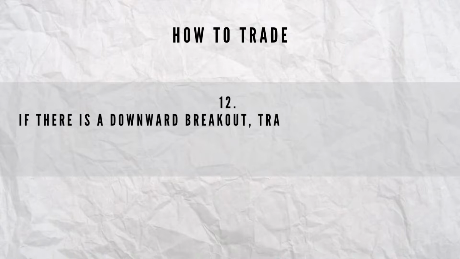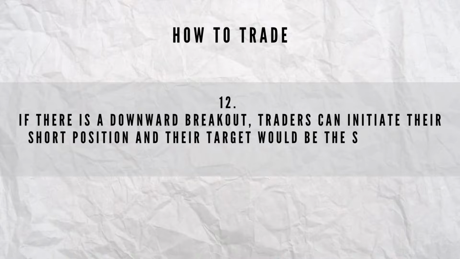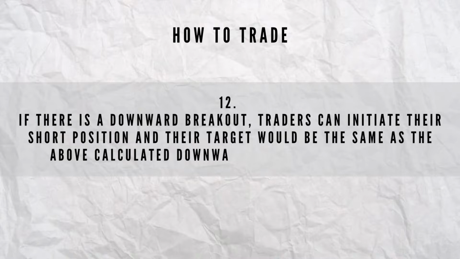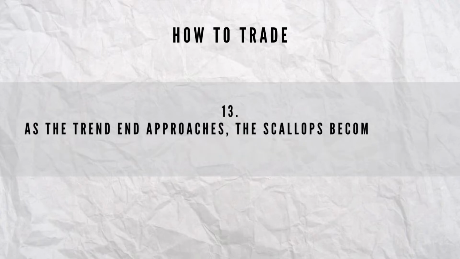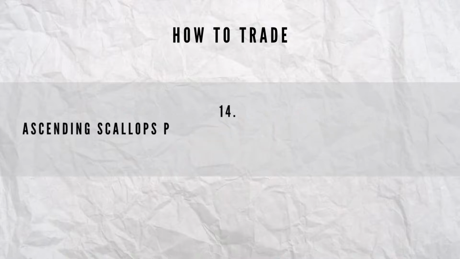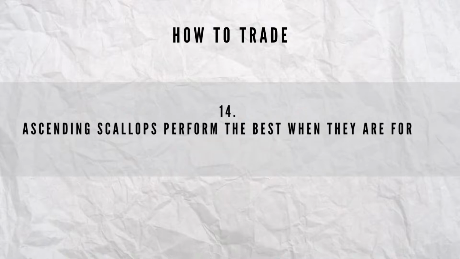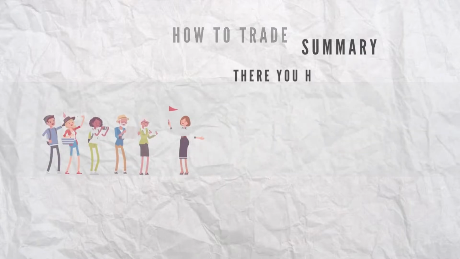12. If there is a downward breakout, traders can initiate their short position and their target would be the same as the above calculated downward breakout price target. 13. As the trend end approaches, the scallops become shorter and narrower. 14. Ascending scallops perform the best when they are formed in the middle of the yearly price range.